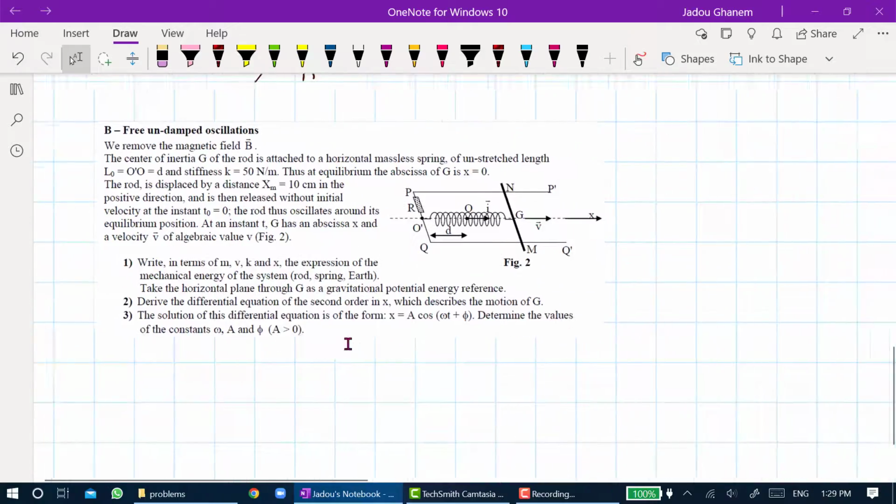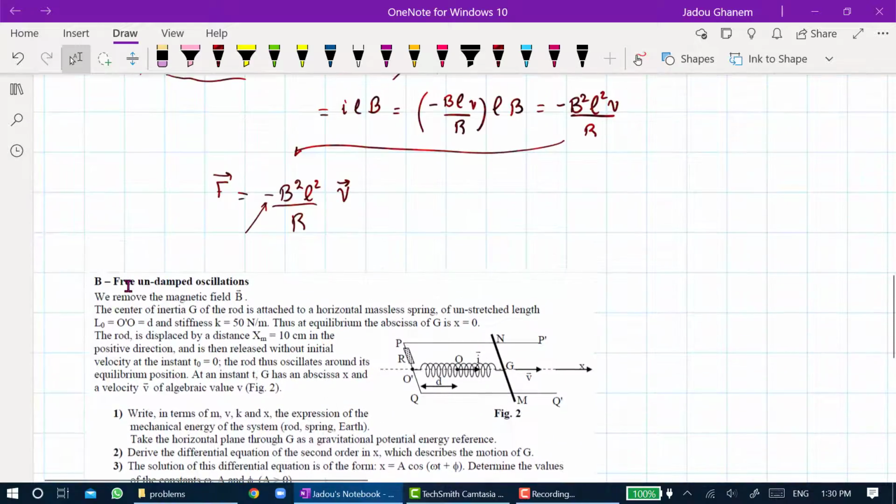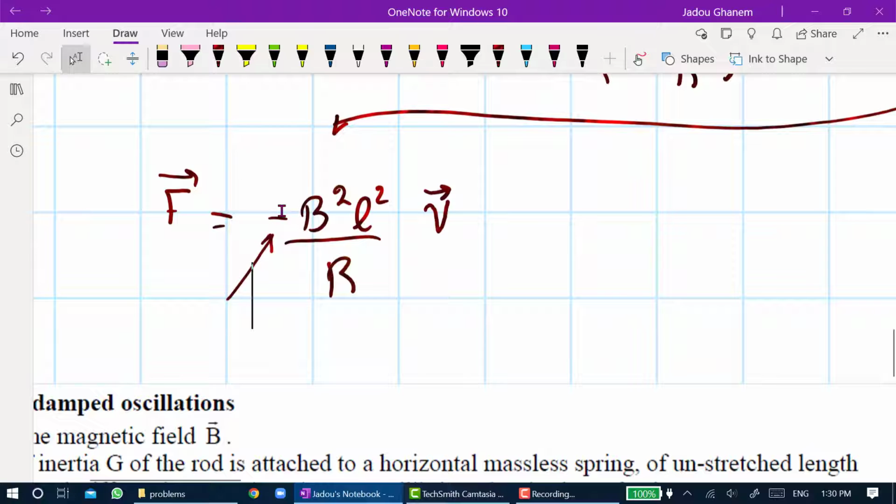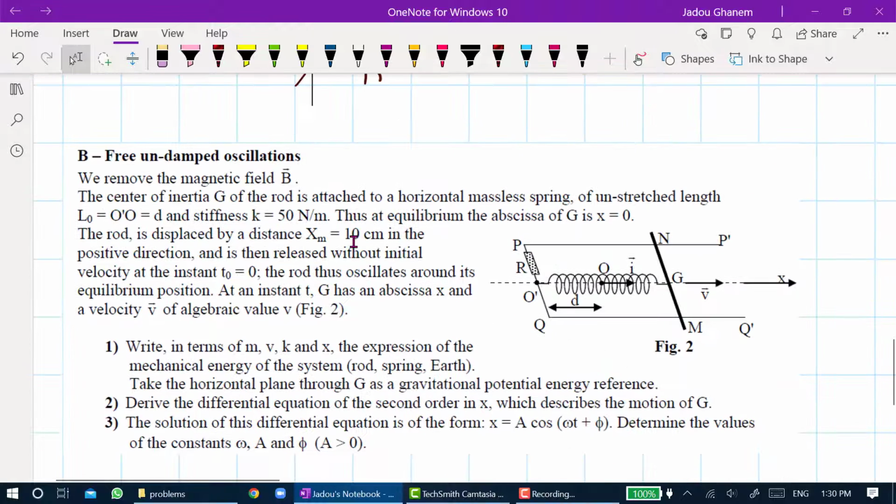Now we can move to the, and that's just a comment here, F is negative V. So the velocity of the, or in general, F is negative against the motion provided. Let's move to part B.